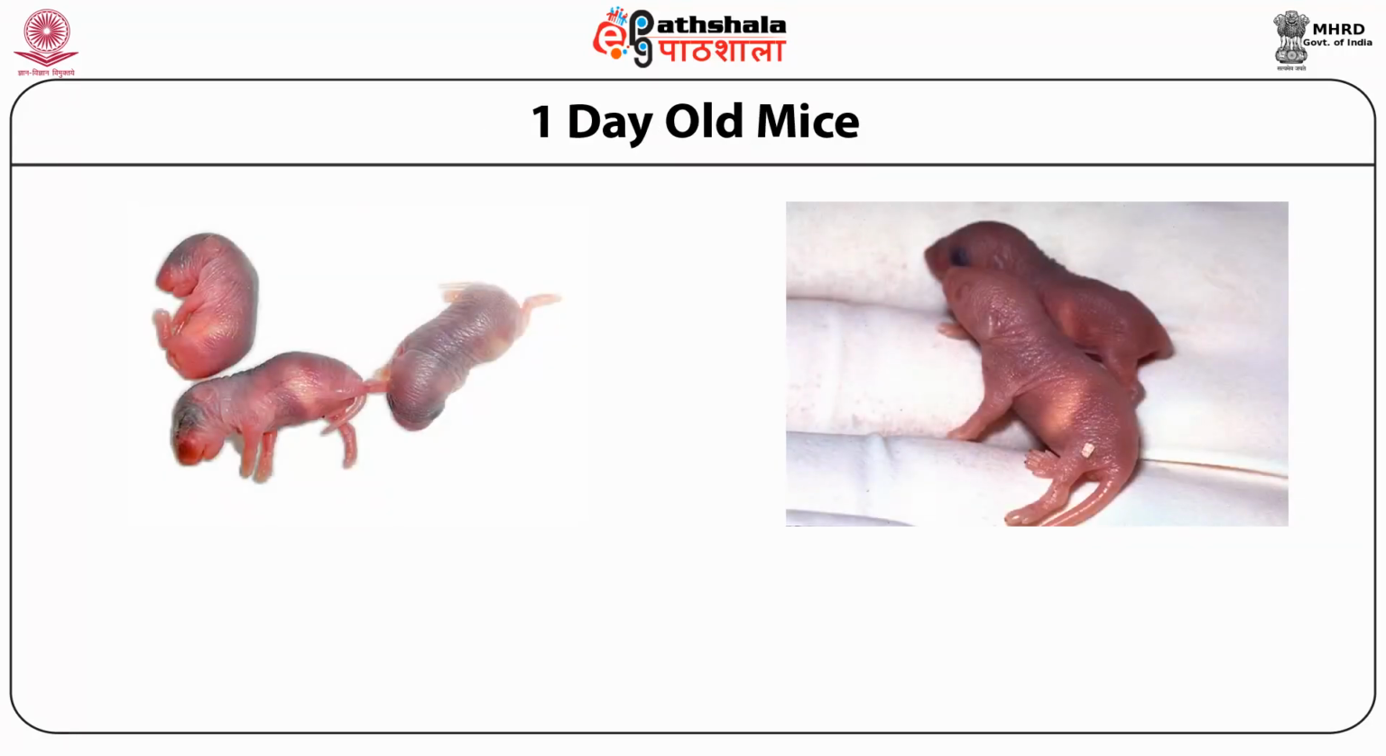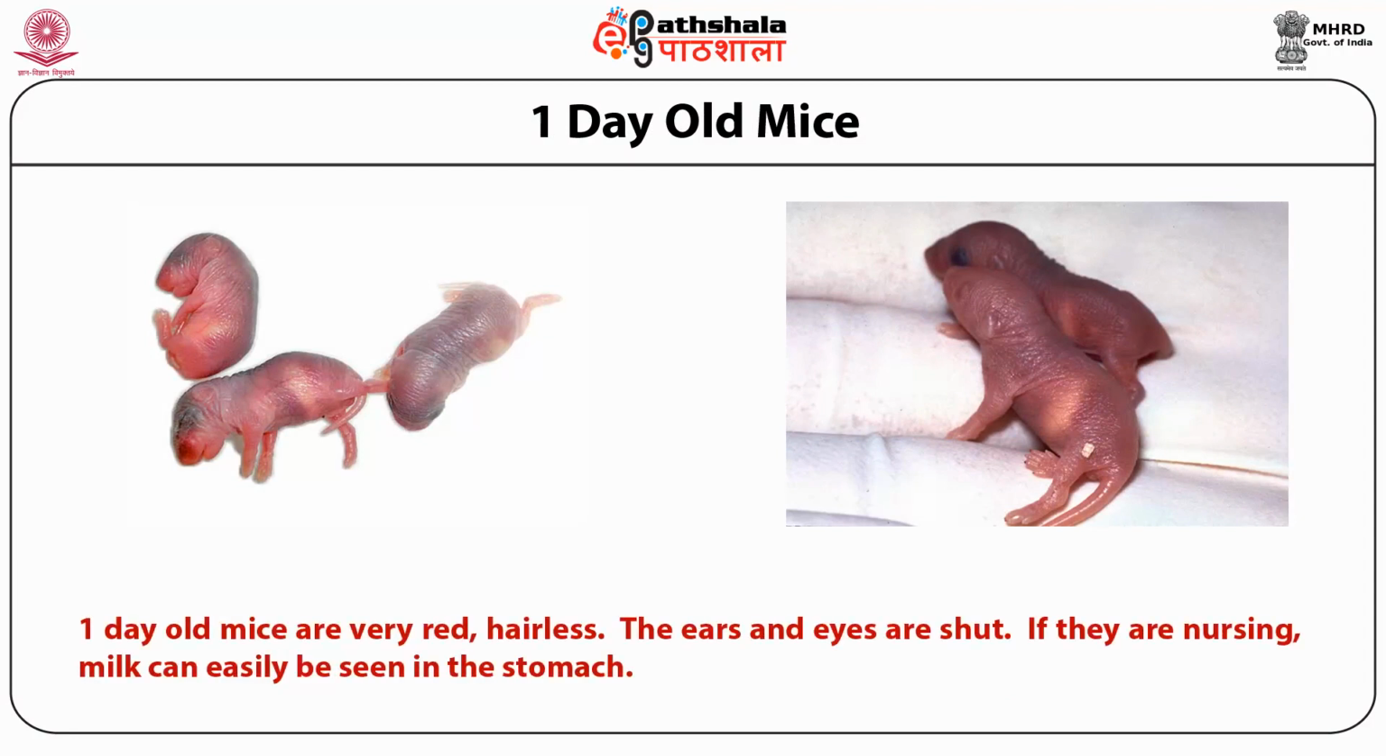This is a small picture demonstrating how day-old pups look. You can see they are very red, and eyes and ears are shut, which means they are closed. You can see the white spot in the abdominal region, what we call the milk spot. This is due to nursing by their mothers.